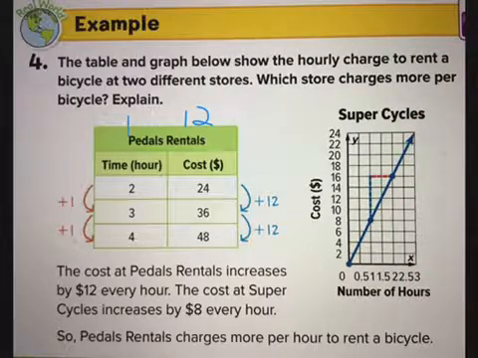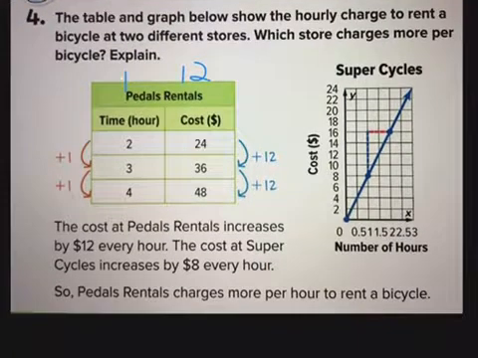So which one is cheaper? Well, the cost at pedals rental increases by 12 every hour. The cost at supercycle increases by $8 every hour. So therefore, the pedal rentals charges more per hour to rent a bicycle. Okay, so yeah, supercycle is cheaper.